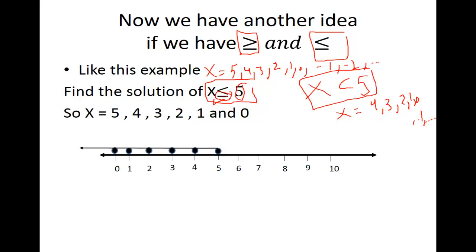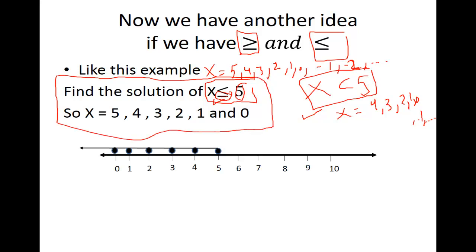Sorry for the mouse, it's hard to write with the mouse. So x will equal 5, 4, 3, 2, 1, 0, negative 1, negative 2, like the last question. But there we didn't have an equal sign, so we didn't take the 5. Here we have an equal sign, so x will equal 5, 4, 3, 2, 1, 0, and negative 1, like we said. Now we have this example: x less than or equal to 5. So x will equal 5, 4, 3, 2, 1, 0.